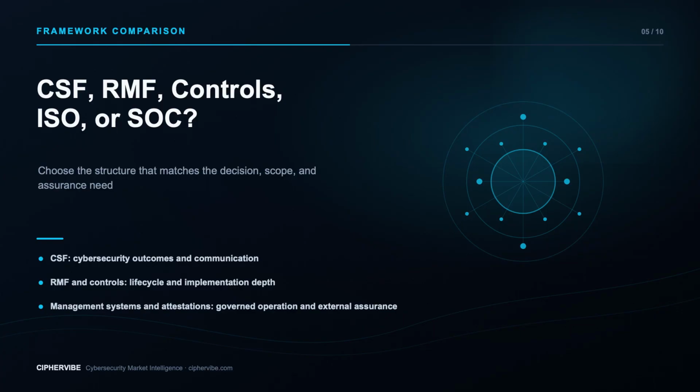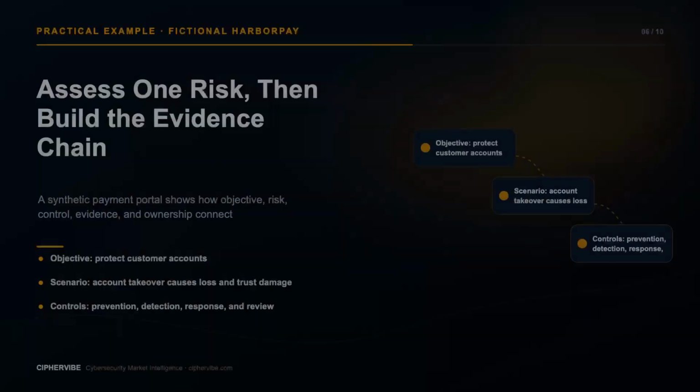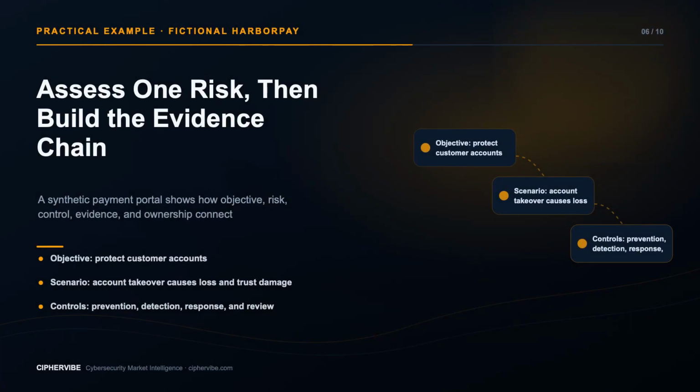Choose a primary operating model, then map requirements to it. Do not implement 5 duplicate controls because 5 frameworks describe similar outcomes. HarborPay is preparing a fictional customer portal using synthetic accounts and transactions. Its objective is to let customers manage payments while protecting account data and preventing unauthorized changes.